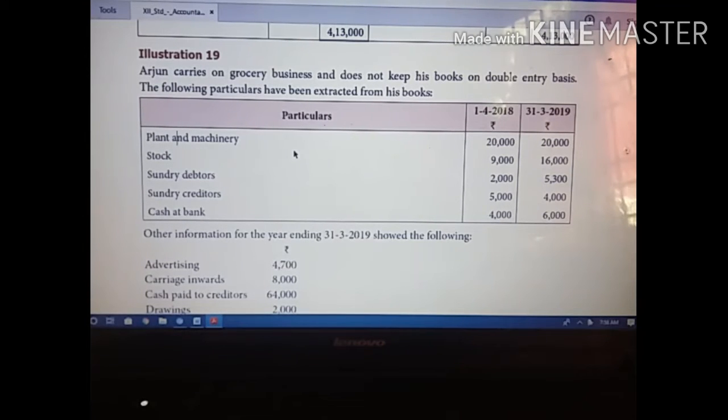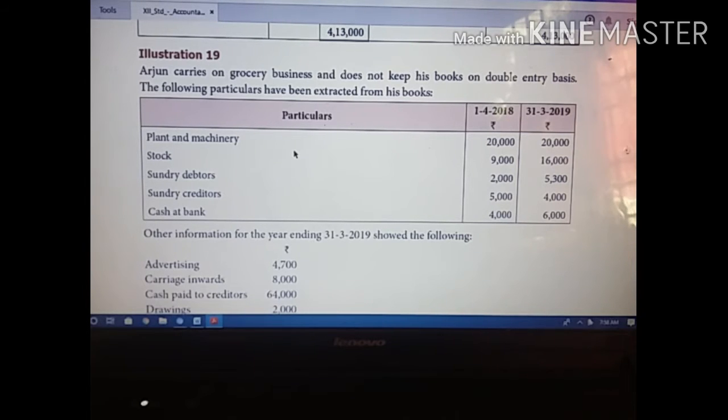Whenever you prepare the statement of affairs to find the opening capital, you must take the amounts from the opening column. Before that, you must read the question carefully. I already told you many times, first read the question once, twice or thrice, and understand what we are going to find out and what is missing. Based on the missing information only, we open an account.